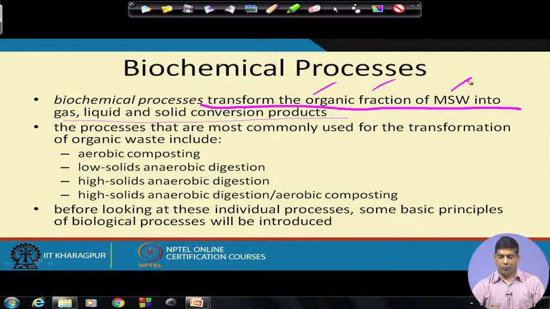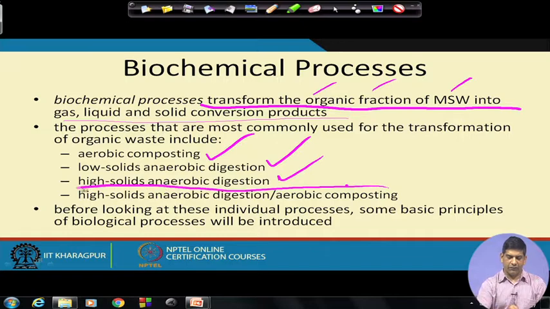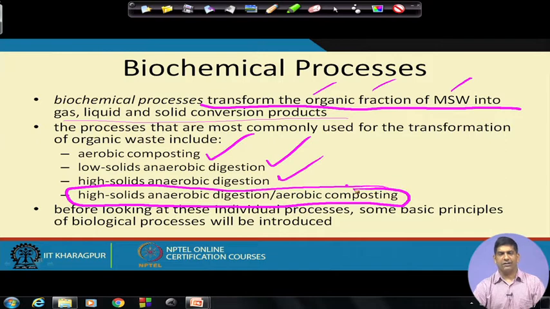Now, the processes more commonly used for transformation of organic waste are aerobic composting, which is very commonly used, low solids anaerobic digestion and high solids anaerobic digestion, those are also used, and high solids anaerobic digestion followed by aerobic composting. This is actually getting a lot of attention these days, like can we do high solids anaerobic digestion up front, because say if you collect the food waste.